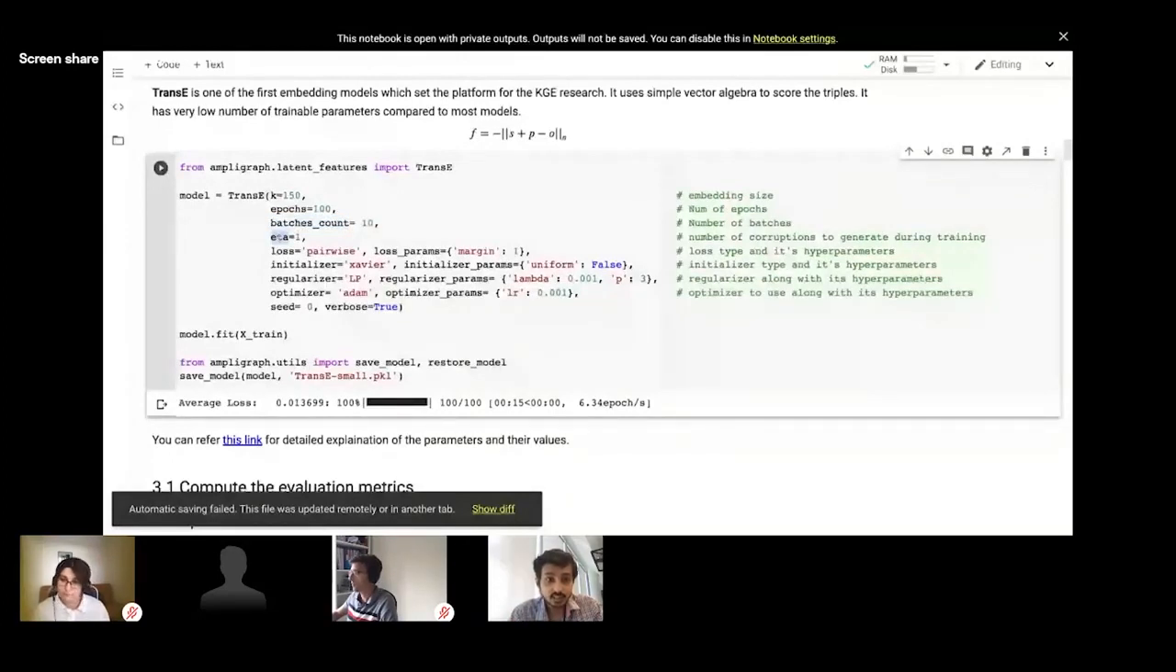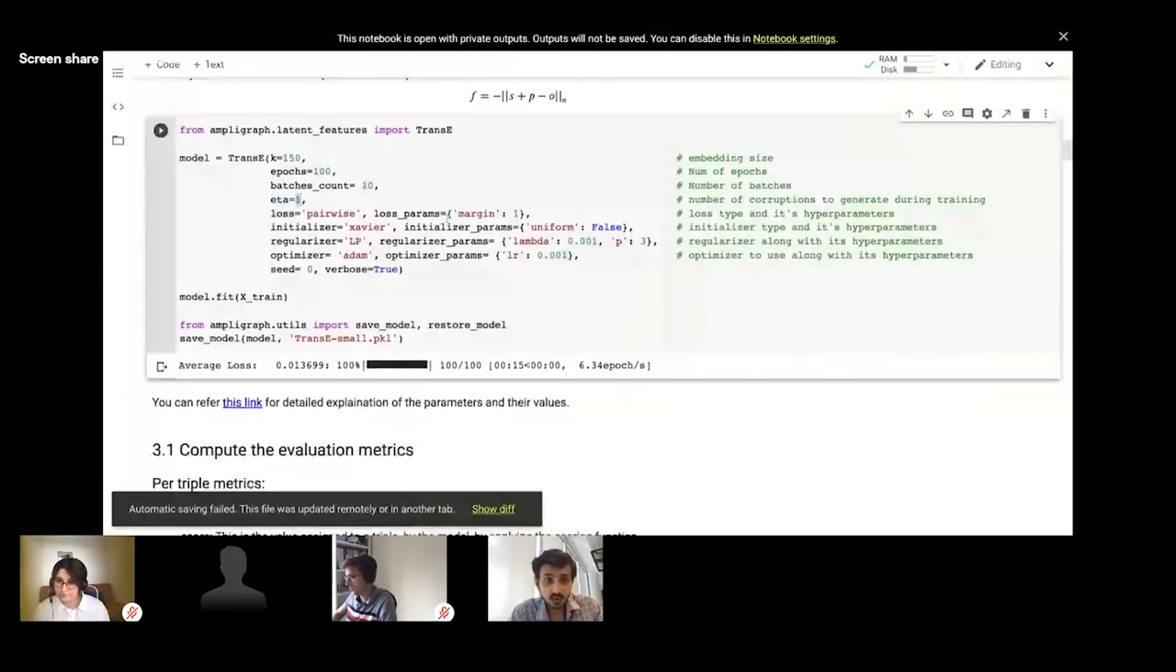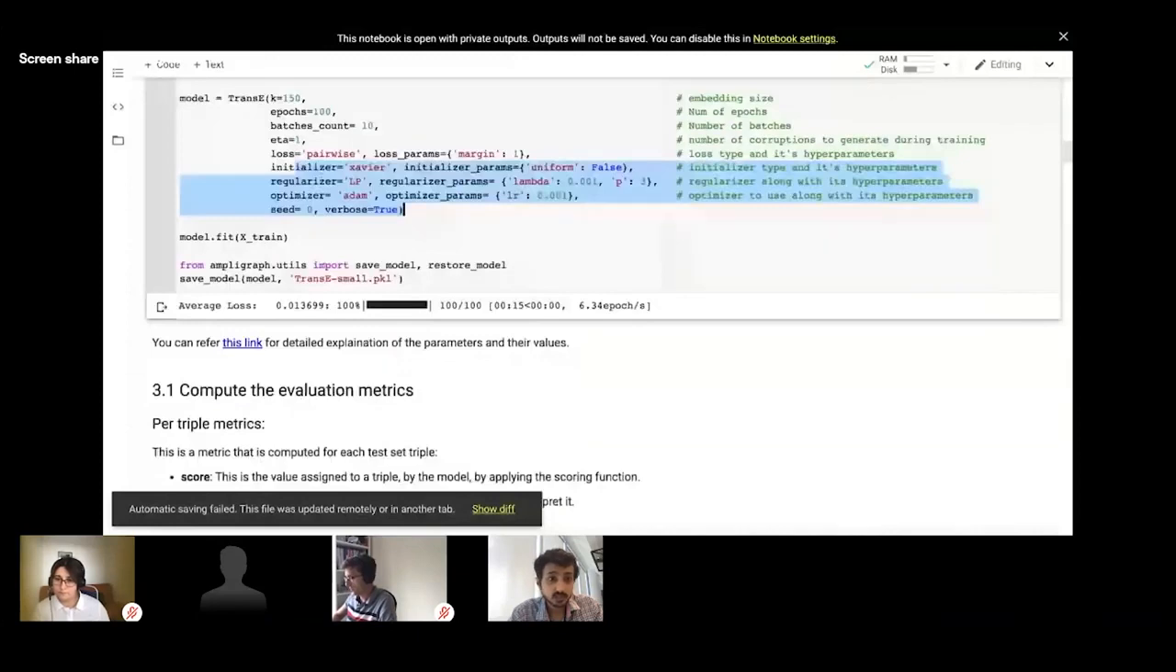So as Luca mentioned about synthetic negatives, that's what this does. For every training example, we generate exactly one corruption during training. And then we have the loss, the pairwise loss that Luca mentioned, along with its hyperparameters, like its margin. And you have other initializers, regularizers, optimizers, and so on. So we trained the model and we just saved it.